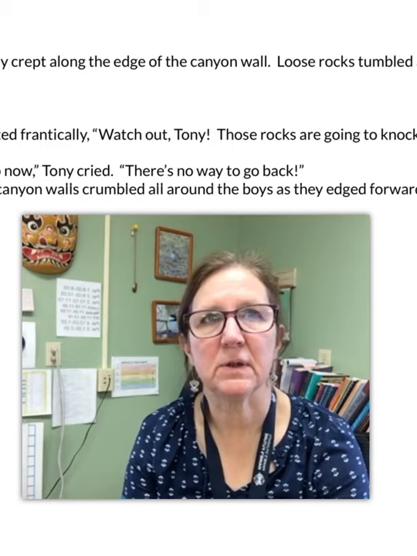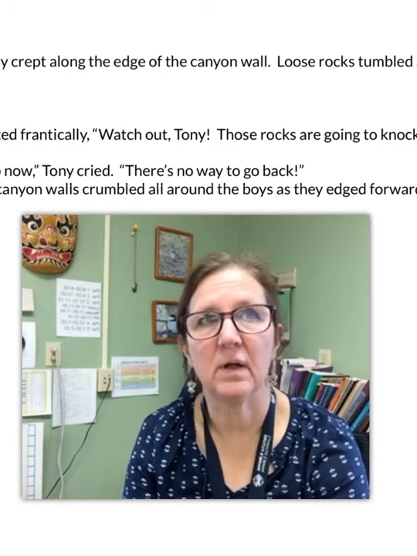Doug and Tony crept along the edge of the canyon wall. Loose rocks tumbled all around them.